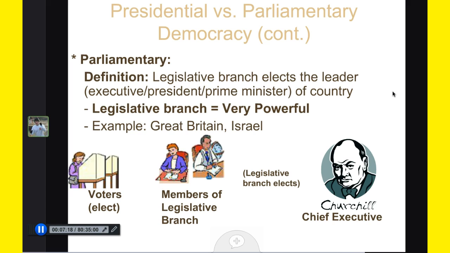Many countries use this model, including Great Britain and Israel. Both are democracies, but they do their democracies a little bit differently than the way we do ours.